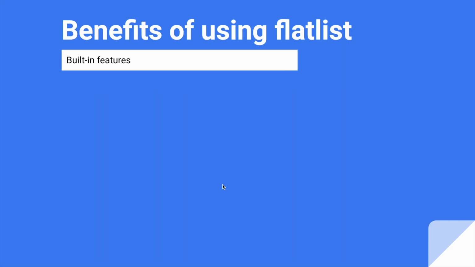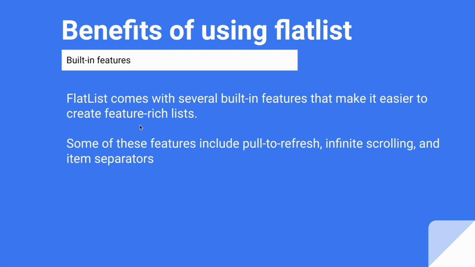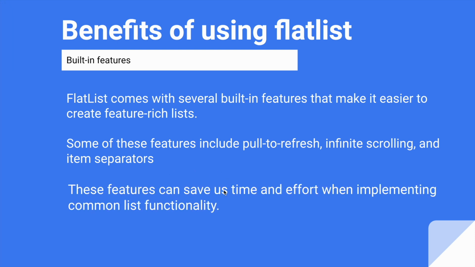Other than that, we have some built-in features which FlatList gives us. FlatList comes with several built-in features that make it easier to create feature-rich lists. Some of these features include pull to refresh, infinite scrolling, which we'll be covering in the next video, and item separator, which we'll be covering in this video itself. These features can save us time and effort when implementing common list functionality.